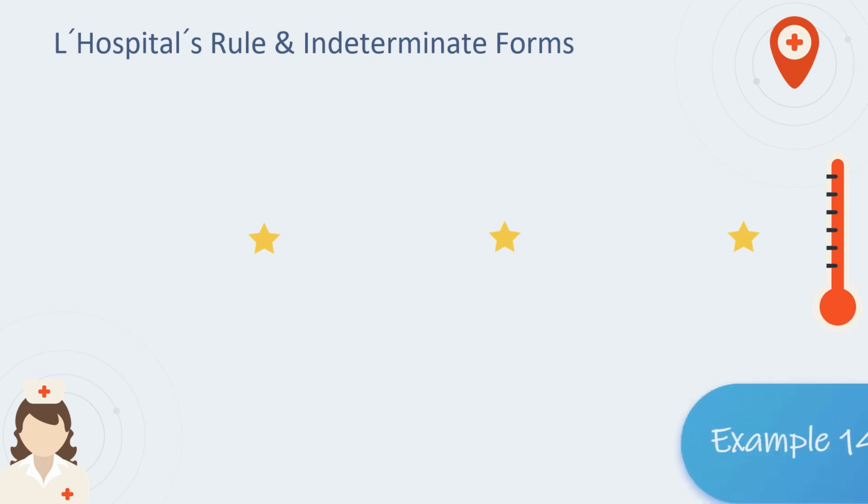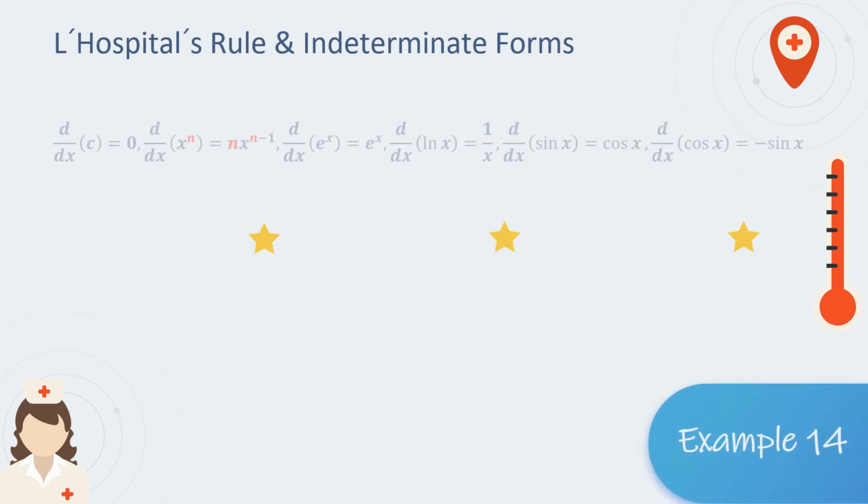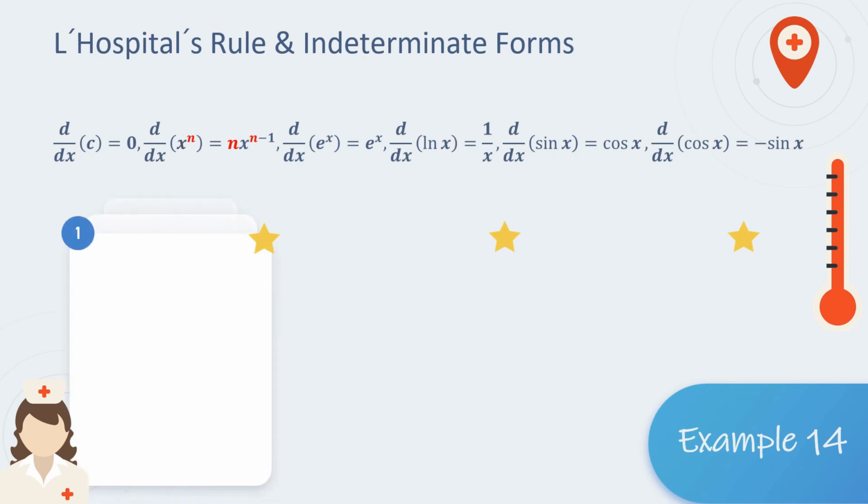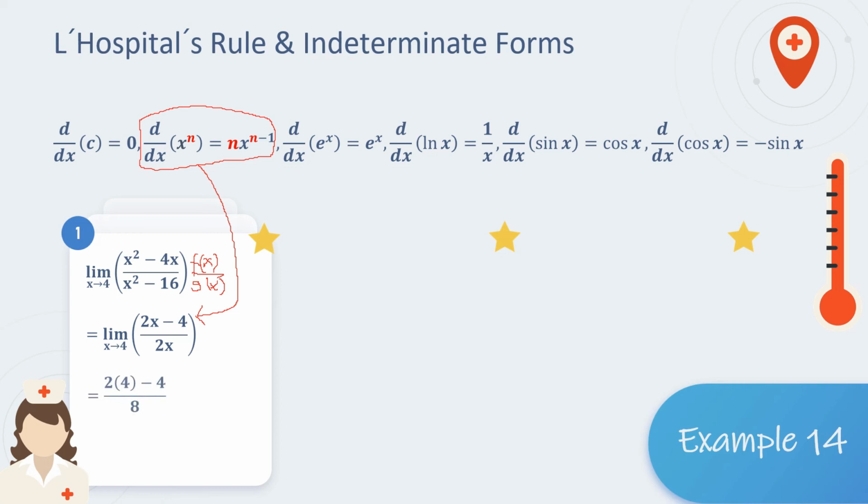The following are rules of differentiation. First example, given function. By using L'Hospital's rule, differentiate the numerator and denominator. Substitute 4 into the function of x. The answer is 1 over 2.